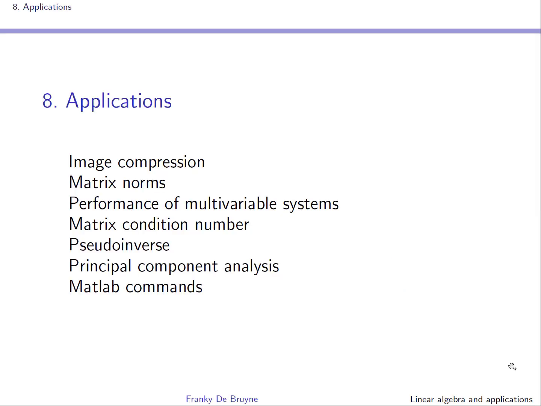So we will continue with section 8, applications. Most of the information here is for your information, so I will talk a little bit about compression, image compression. Not that I want you to do image compression, but the same ideas hold for model reduction. And as a control engineer, at some stage you might have to do model reduction. We'll talk a little bit about the performance of multivariable systems, about matrix condition numbers, and I'll talk a little bit about principal component analysis and Matlab commands.